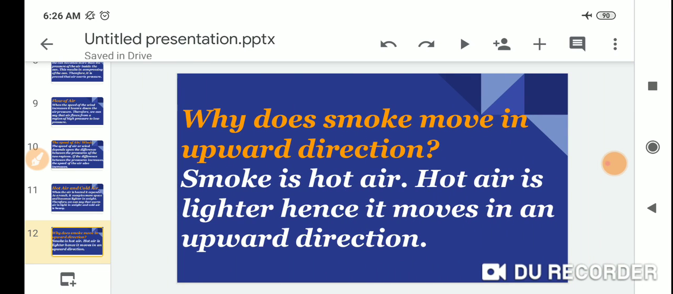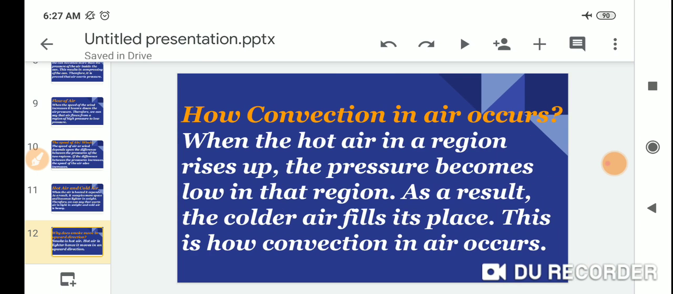Why does smoke move in an upward direction? You understand, dear students? Smoke is hot air. Hot air is lighter. Hence, it moves in an upward direction.